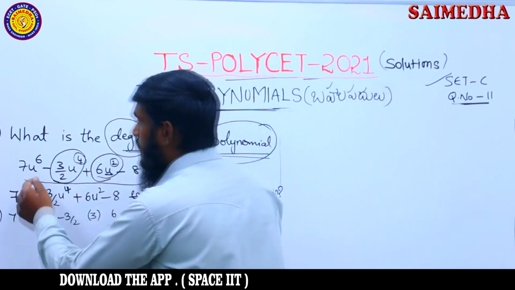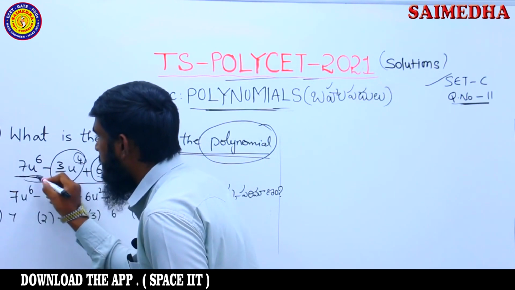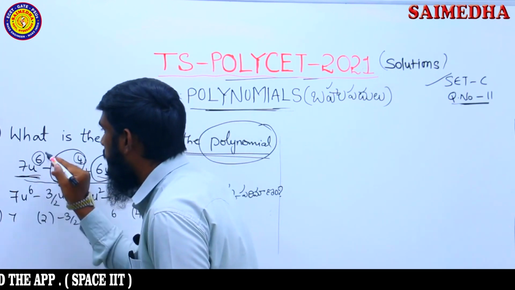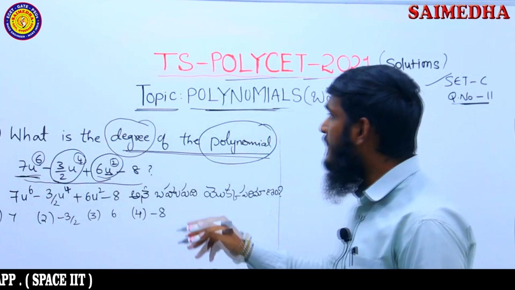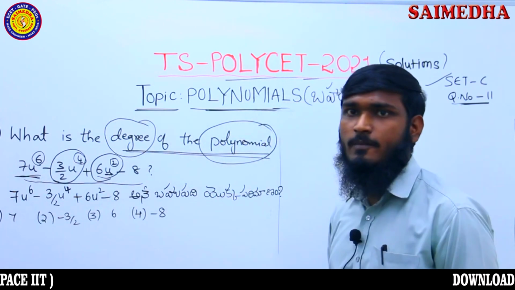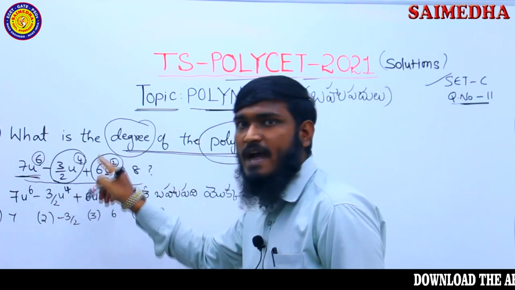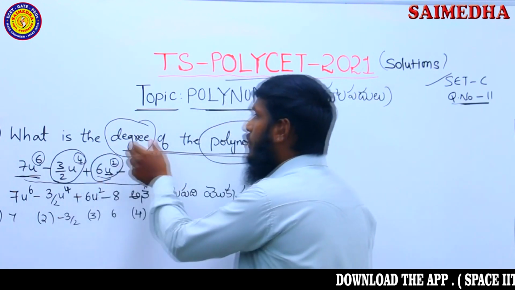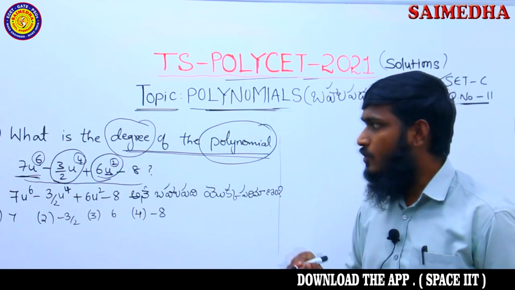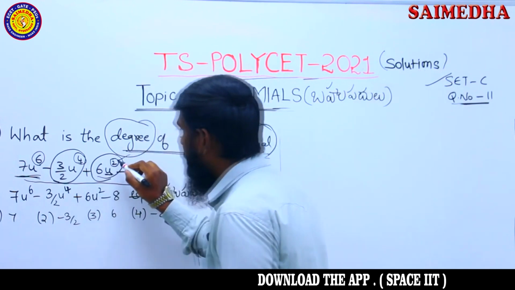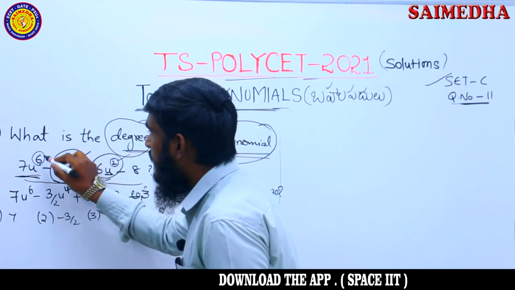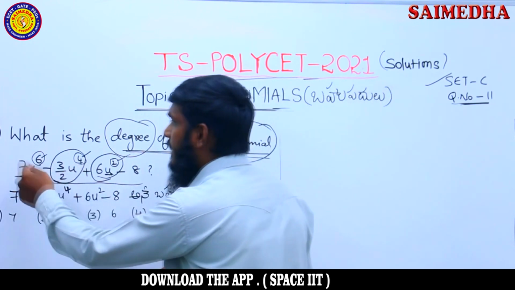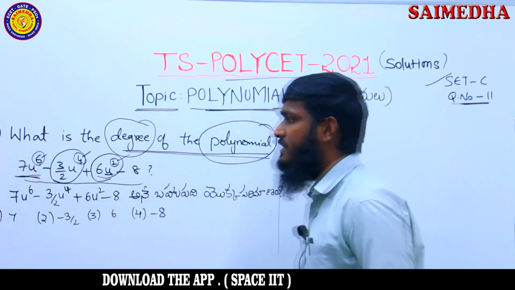Now let us see this one. If you are taking this term, 7u power 6, the degree or power of this variable is equal to 6. Now what will be the degree of the polynomial? The highest degree among these terms is equal to the degree of the polynomial. Here the degrees are 2, 4 and 6.